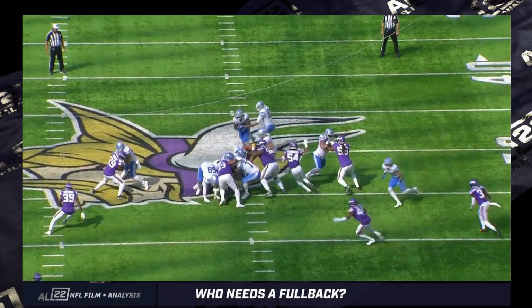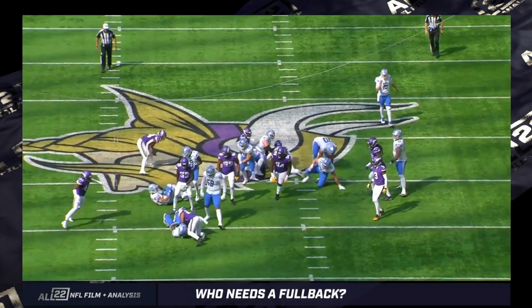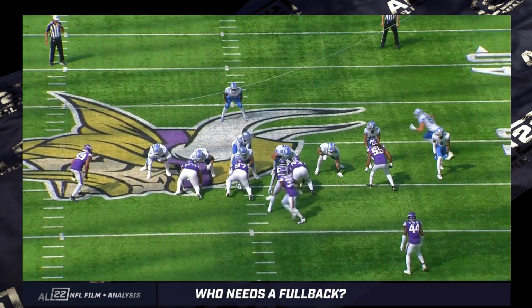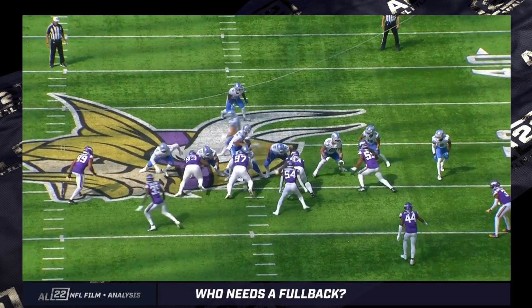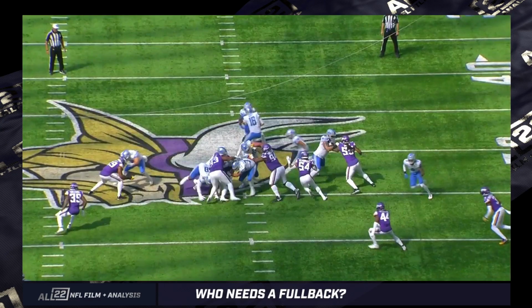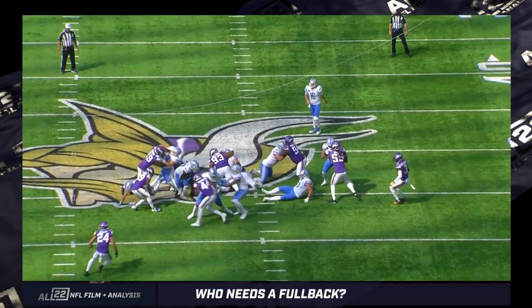Another example, Amon-Ra St. Brown doesn't really get a great block here, but I would say this is similar to F counter, except they're not pulling a guard to do so, they being the Lions. They're kicking out with the guy in motion, and then Amon-Ra St. Brown is going to wrap. For me, I would say this is conceptually similar to what the 49ers ran. There's your kick out block. What the 49ers ran on the third play, I believe, that I showed you. Maybe it's the fourth play. I called it F counter.